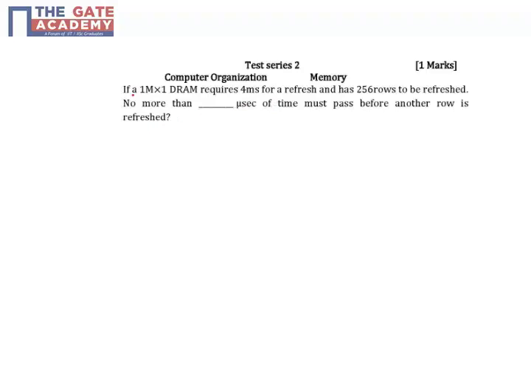So totally my DRAM refresh time is equal to 4 milliseconds. Now if I want to know what one row's refresh time is, then I'll divide this time by 256, just because I have 256 rows. So 4 milliseconds divided by 256.